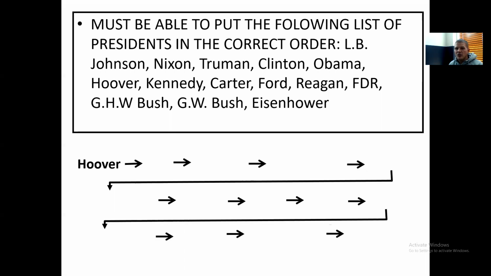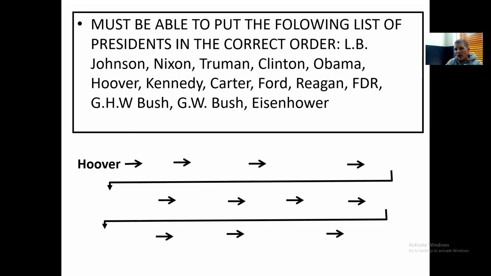The first president you need to identify is Hoover, President Herbert Hoover. He was president during the Great Depression. Memory clue, connection clue: Hoovervilles, okay? So that is how we identify our first president, all right?